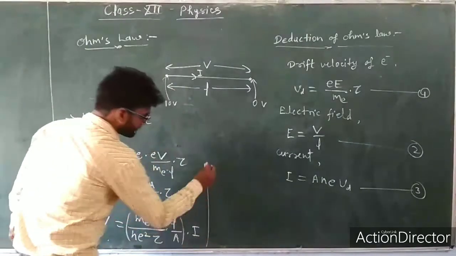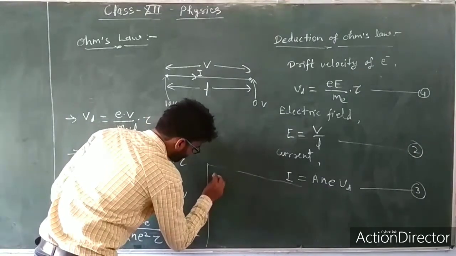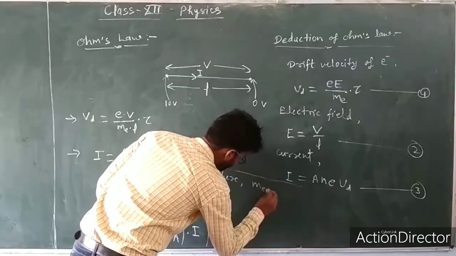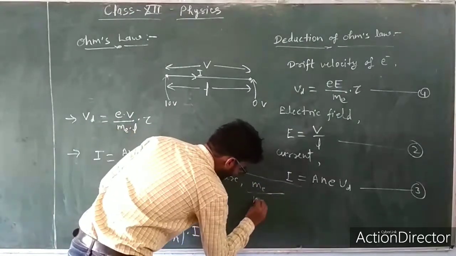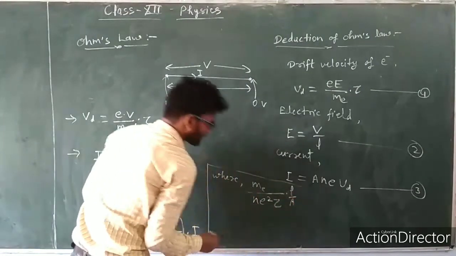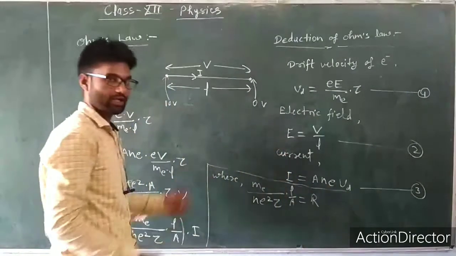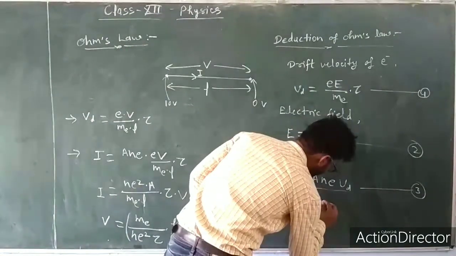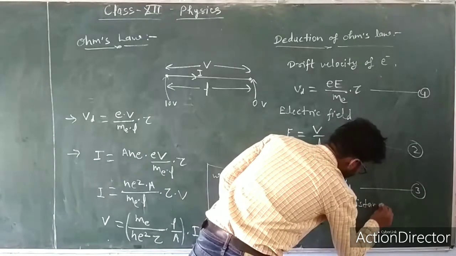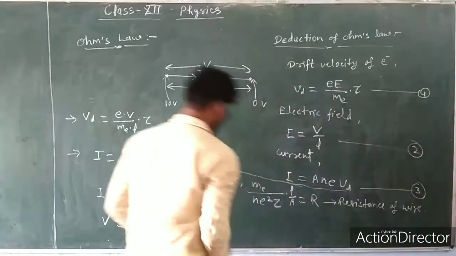So we can take this value as a constant, where m_e, mass of electron, divided by n e² τ, times L by A, is the constant, denoted by capital R and called the resistance of the conductor, or resistance of the wire, right?